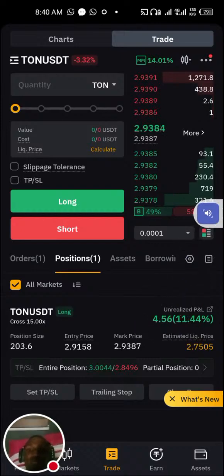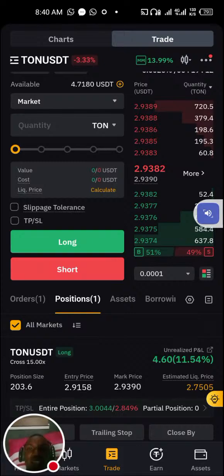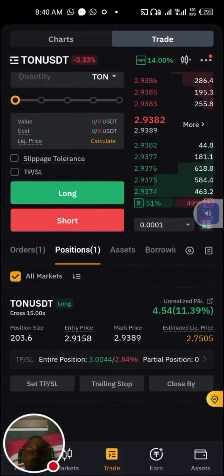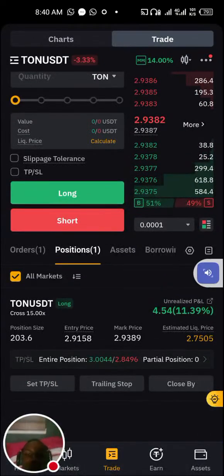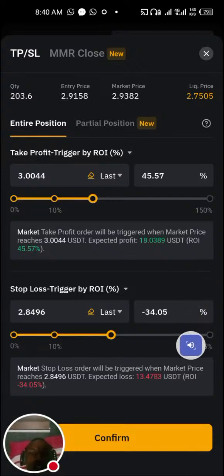We are just even starting, right? I've already set my TP. Let me show you my TP, right? So this is my take profit. I'll make 45% of my capital in this trade, which is just 18 USDT. I entered this trade with only 40 USDT, and you can see my stop loss.